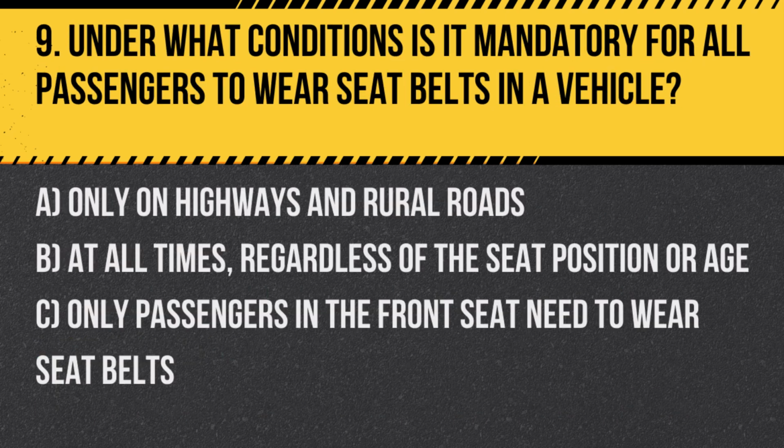Question 9. Under what conditions is it mandatory for all passengers to wear seat belts in a vehicle? A. Only on highways and rural roads. B. At all times, regardless of the seat position or age. C. Only passengers in the front seat need to wear seat belts.